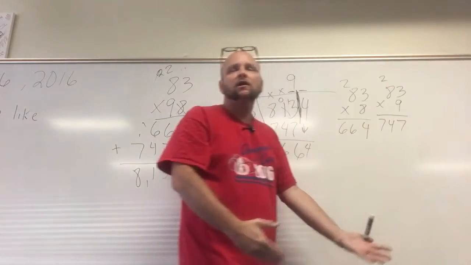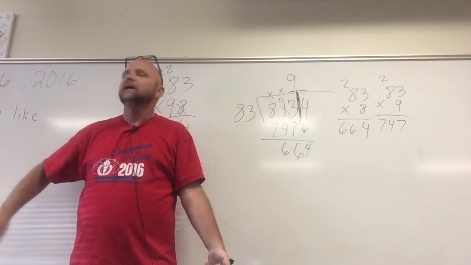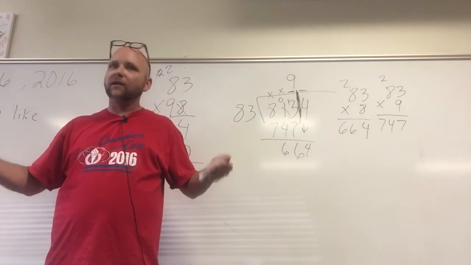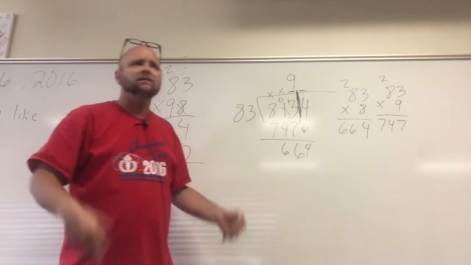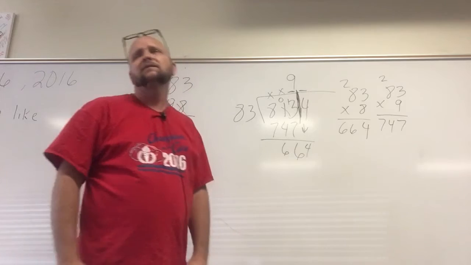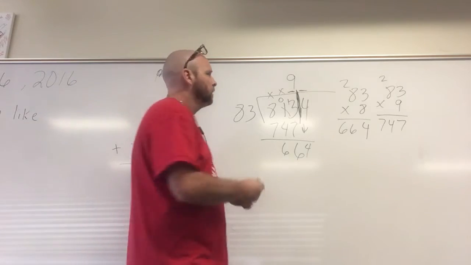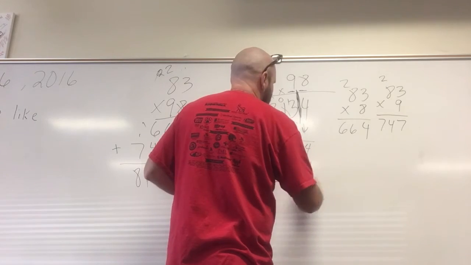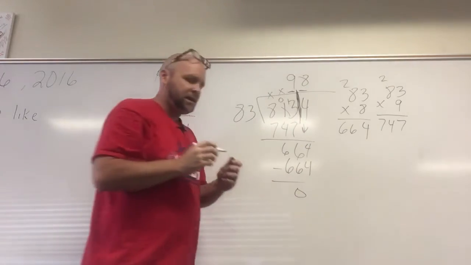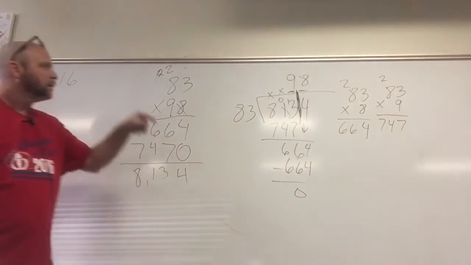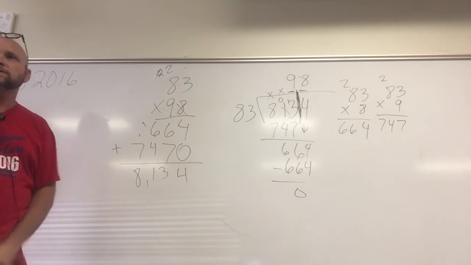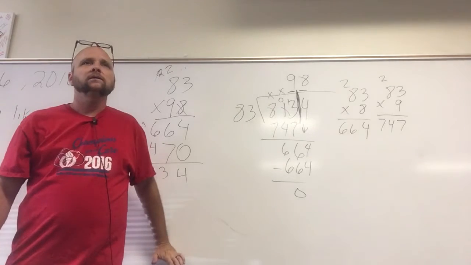We have it there. Too many times what I see is, oh, it didn't go to 8. Erase it. Try 9. Oh, there's 9. Then I've got to work 8 out again. Just leave it. Okay, so my 8's there. 664, subtract, 0. 98. There's nothing remaining. 98 is my other factor that I didn't use. So I did this problem correctly.